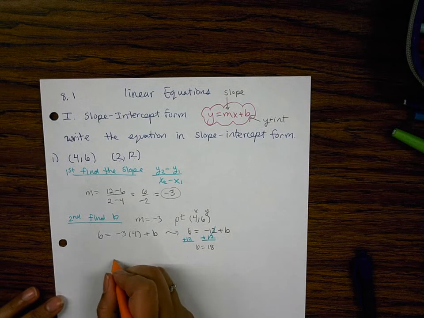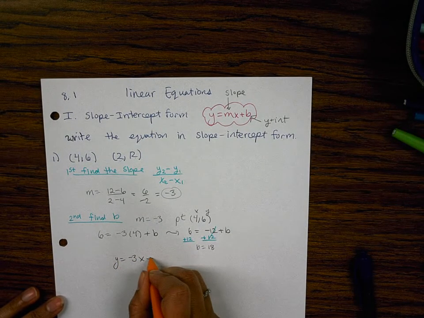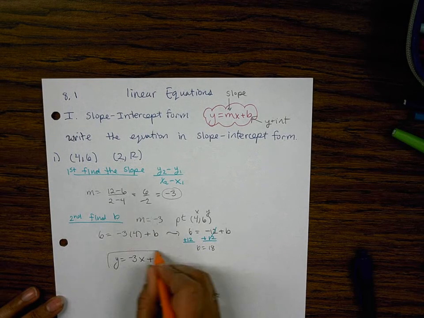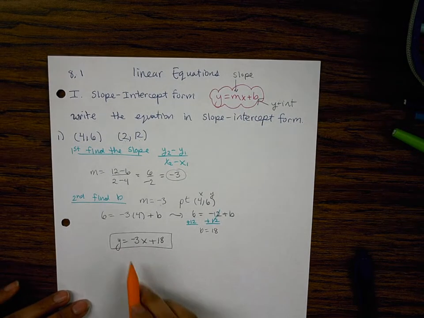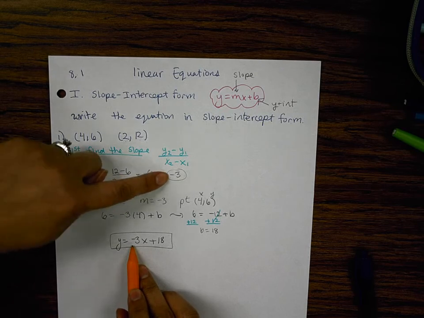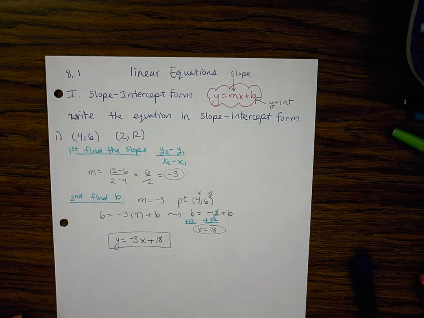Which means the final answer is y equals m, which we got to be negative 3, x plus the 18. Remember, x and y are variables. You don't plug in the numbers in your final answer. They stay x and y. That's your m that we found earlier. There's your b that we just found right now. And you're done with that problem.